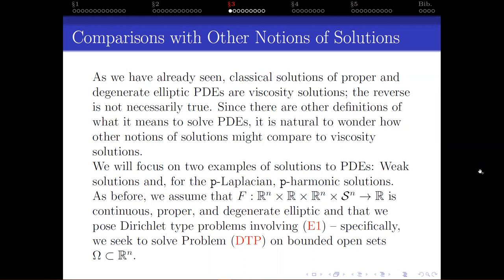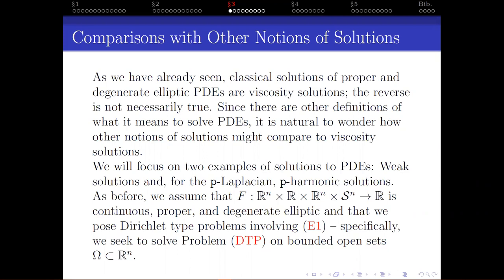So what we're going to do, we're going to be talking about weak solutions, and then we're also going to be talking about harmonic solutions, p-harmonic functions, I guess I should say, because we're going to find out that there is a nice back and forth relationship between those notions of solutions and viscosity solutions, at least in a lot of cases. And as before, just a little bit of general administrative work. We're going to assume that F is continuous, proper, and degenerate elliptic for this particular section. And we're going to generally pose Dirichlet type problems.